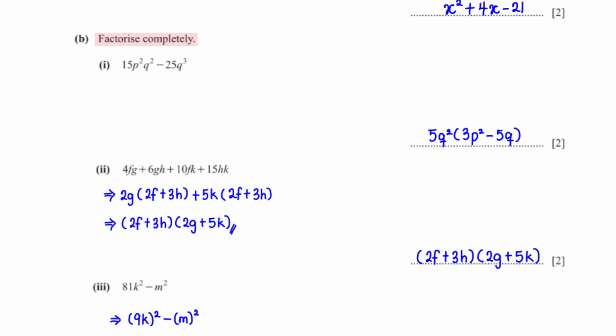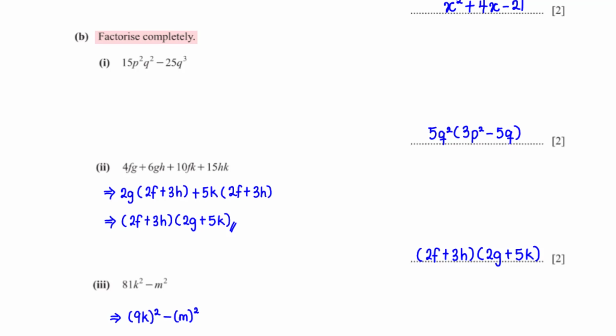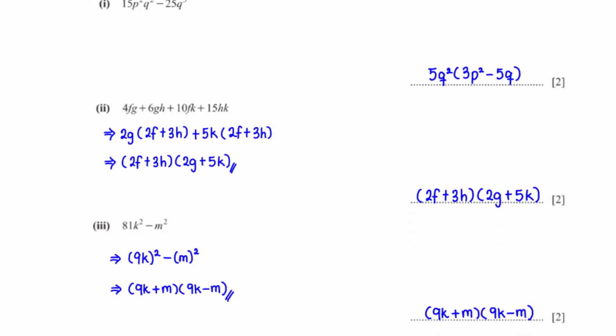Factorize 81k squared minus m squared. We have a difference of 2 squares, so we can rewrite this as (9k) squared minus m squared. When we apply the factorization for difference of 2 squares, we can rewrite this as (9k plus m)(9k minus m).